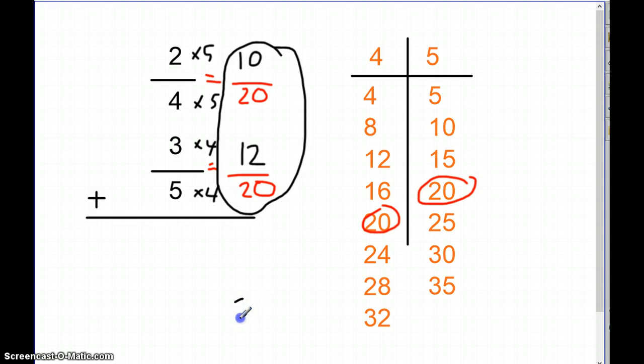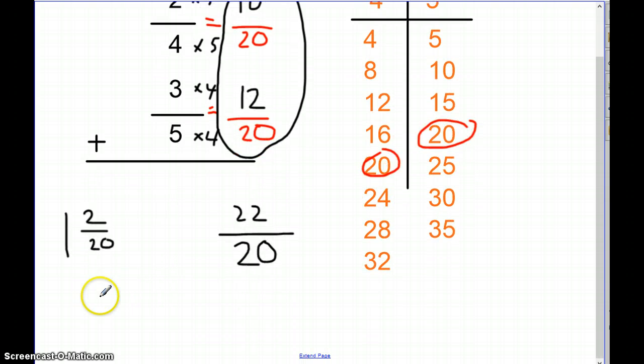So we're going to write 20 as our denominator, and then we're going to add our numerators. 10 plus 12 is 22, okay? And if you go through and do the division, you're going to see that that gives you the mixed number 1 and 2/20, which you can then simplify. I know you guys are like, really? Simplify again? 1 and 1/10 is your final answer.